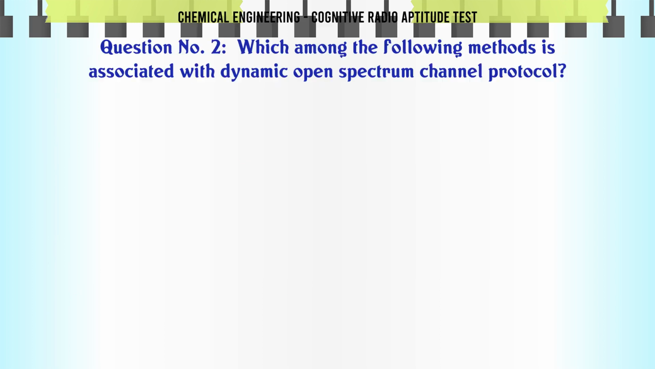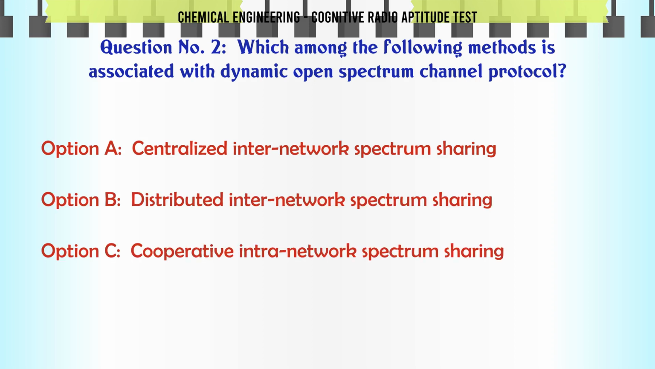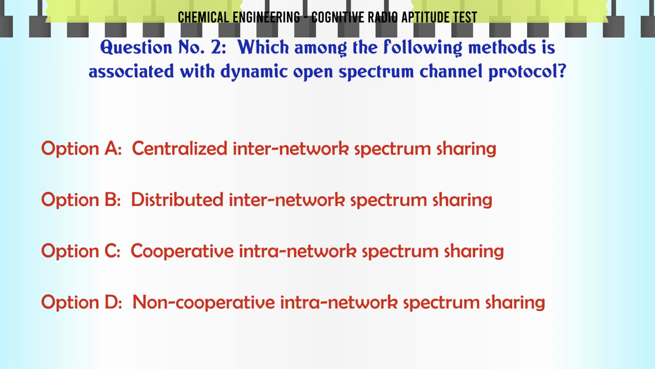Which among the following methods is associated with dynamic open spectrum channel protocol? A. Centralized inter-network spectrum sharing. B. Distributed inter-network spectrum sharing. C. Cooperative intra-network spectrum sharing. D. Non-cooperative intra-network spectrum sharing. The correct answer is cooperative intra-network spectrum sharing.